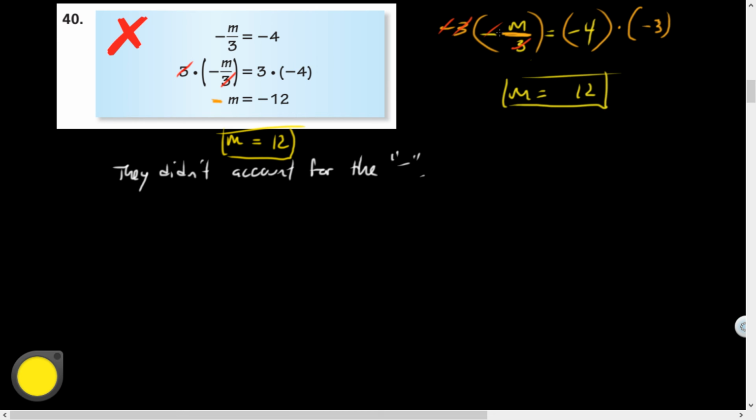So the operation in play was not subtraction. That's not a subtraction symbol. That's a negative symbol. It was division in play, and the inverse of dividing by -3 is to multiply by -3. So we're going to do some more practice today with inverses and whatnot.